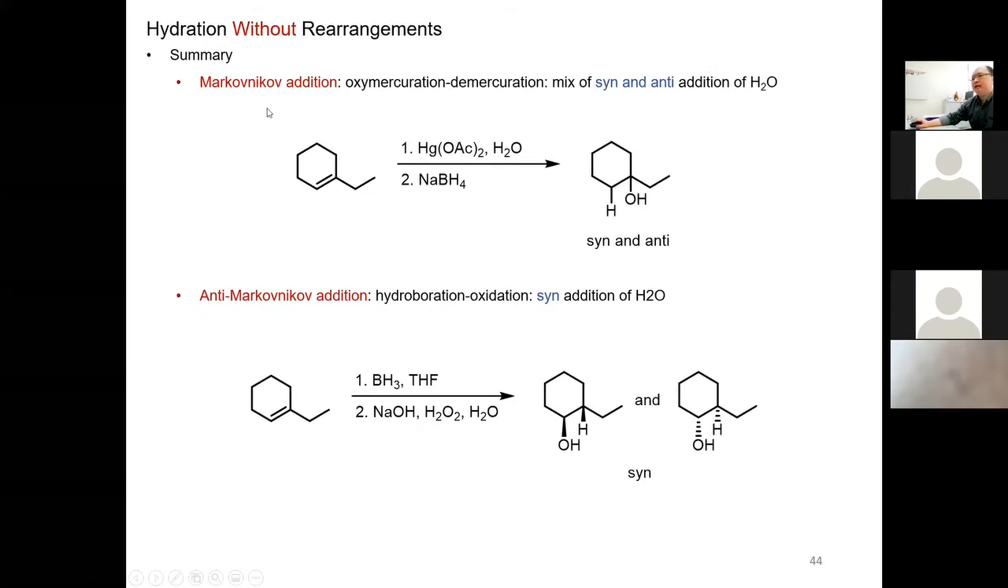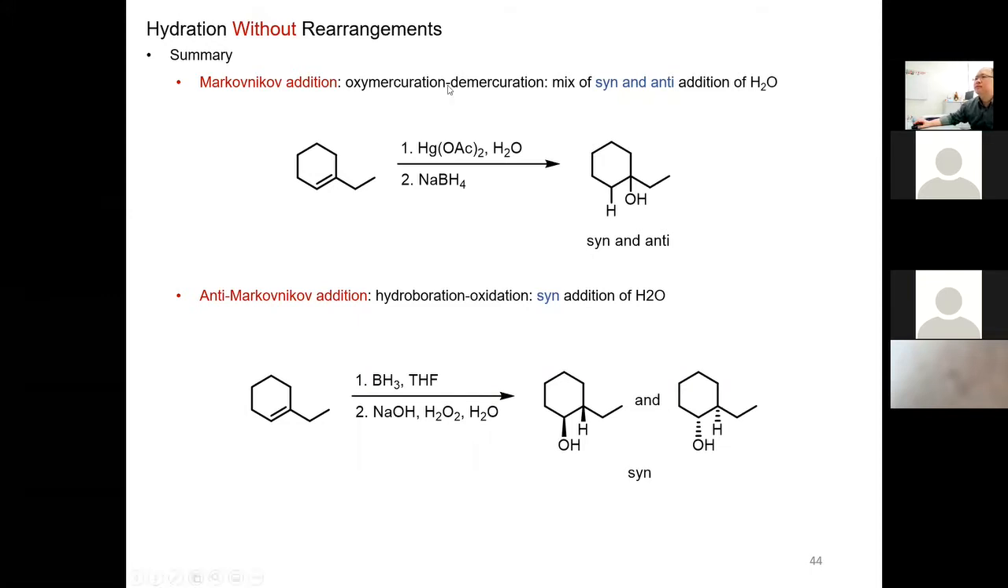So if we go back and compare these two types of two-step procedures for the hydration reactions, they are quite different. Both of them are very useful because they don't go through a carbocation intermediate, which would rearrange. So in these two reactions, it doesn't rearrange. So in that case, what we get is what we want. Okay, there is no accident, and everything is what we expected.